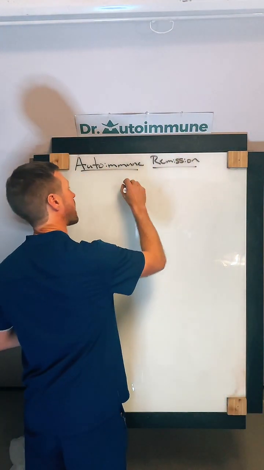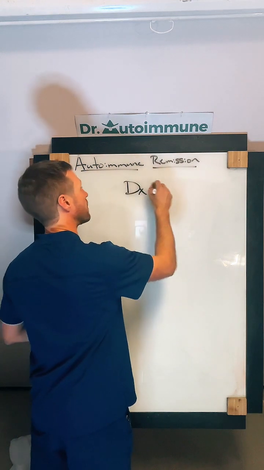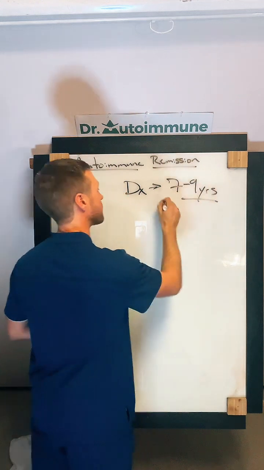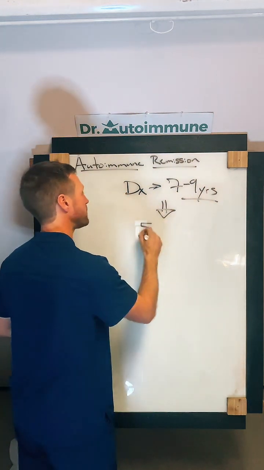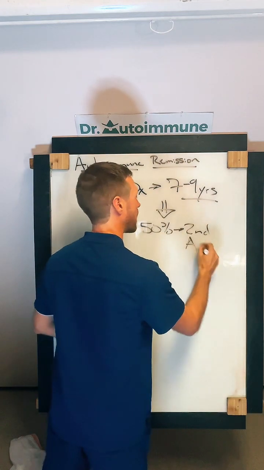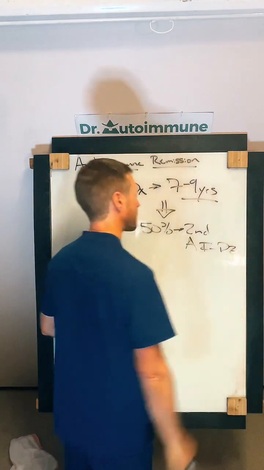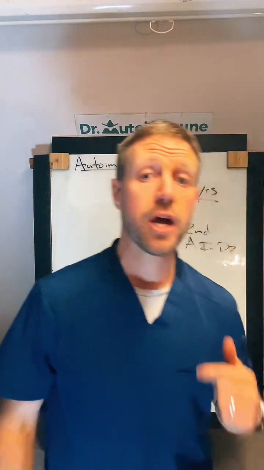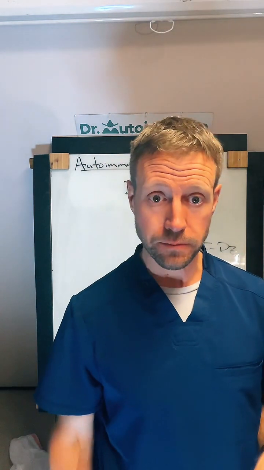Once you have a diagnosis, which usually takes 7 to 9 years, you have a 50% chance of a second autoimmune disease. If you have 2 autoimmune conditions, let's say you have rheumatoid and you have Hashimoto's, there is a 73% chance that you have a third autoimmune condition already.